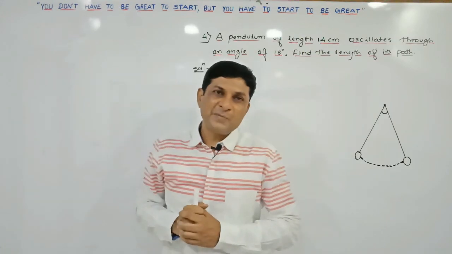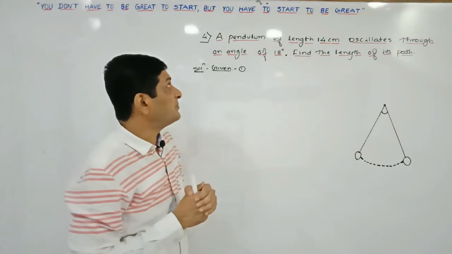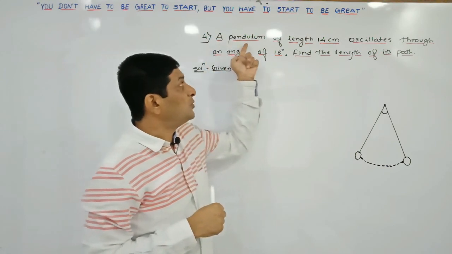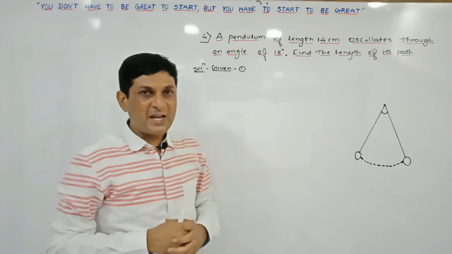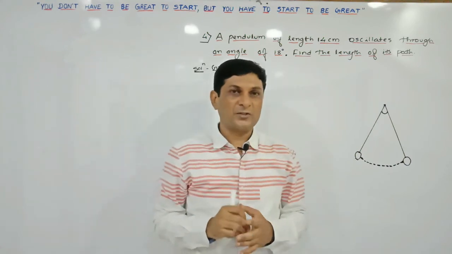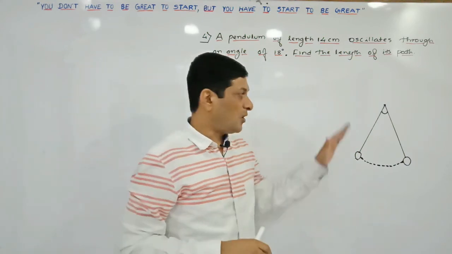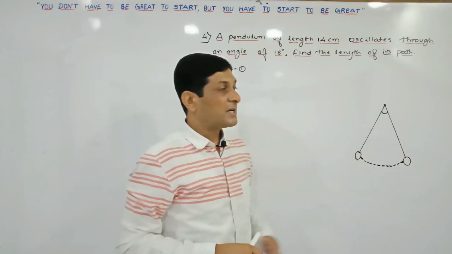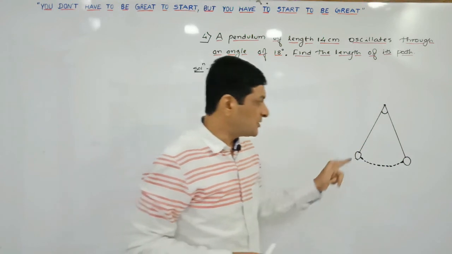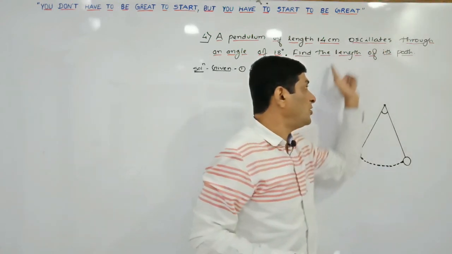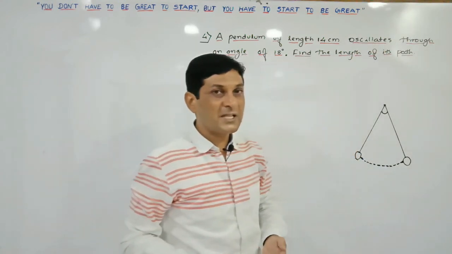Now see example number 4. In this example, it is given to us that a pendulum of length 14 centimeter. All of you are very well aware of the pendulum. In some watches you may have observed what? A pendulum. So here the length of this pendulum is equal to what? 14 centimeter. So if this pendulum completes one revolution, at that time definitely we can say that it forms what?